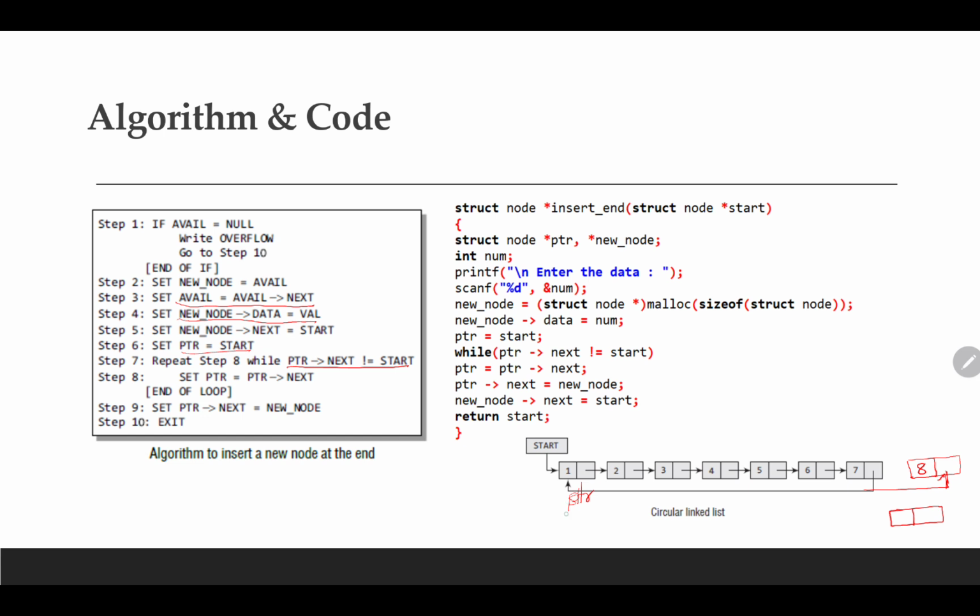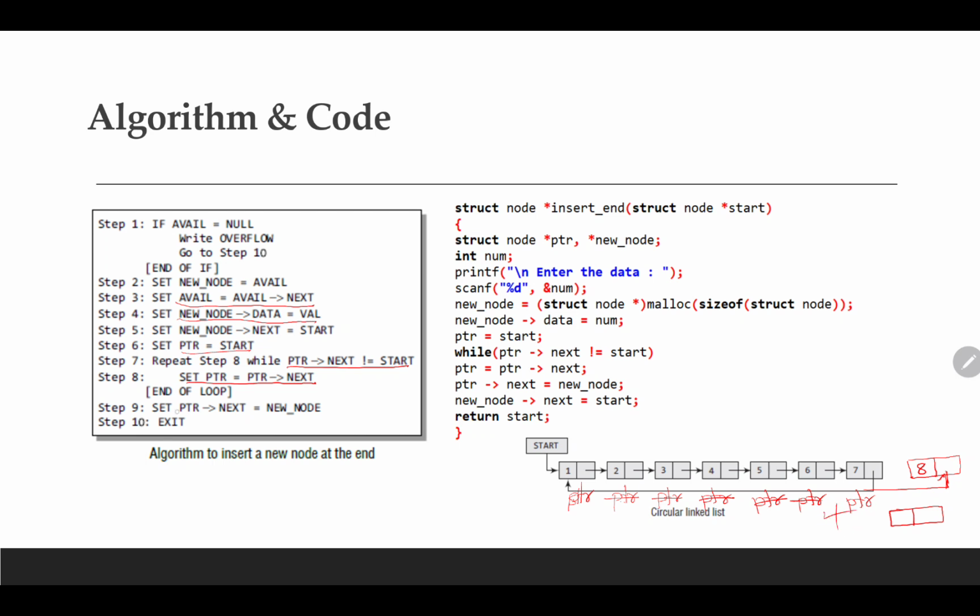The same procedure. First we will check this: its next is not start. Then this is ptr, so we have to execute the statement ptr = ptr->next. So now this is ptr. Then we are checking its next is start, no. Then here, next is start, no. Then this one, no. The next is also not start. The next is not start. So here the next is start, so the condition becomes false here.